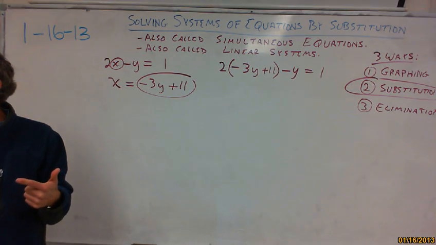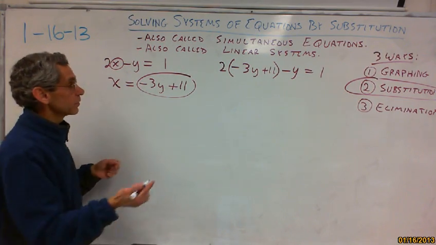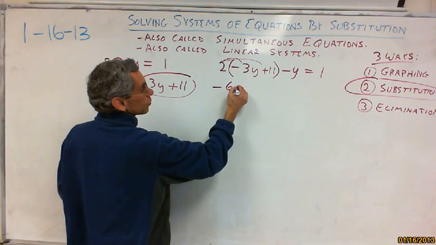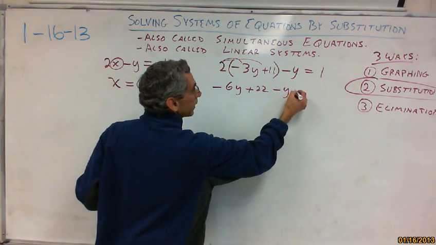This is cool. That just made this problem so easy. I'm going to be able to find y really fast. So I'm going to use my distributive property. So I've got negative 6y plus 22 minus y is equal to 1.